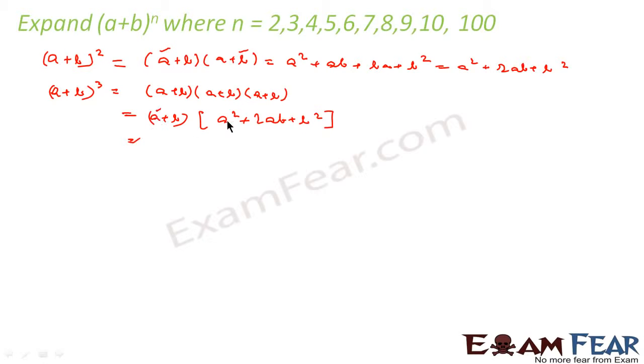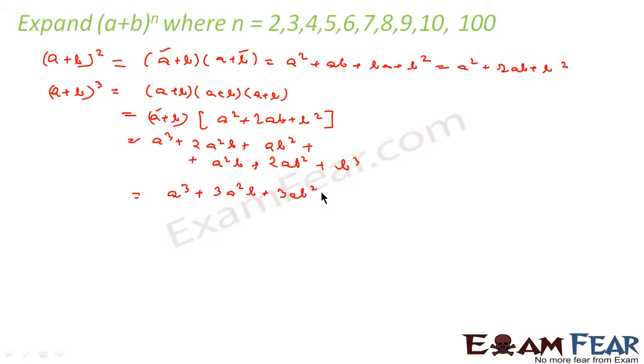Now we multiply a with a square, we get a cube. Then a with the second term, 2ab, gives 2a square b, plus a with b square gives ab square. Now b with a square gives ba square, which is a square b, plus b with 2ab gives 2ab square, plus b with b square gives b cube. The reason I've written it like this is to make things clear. If you add these, what you get is a cube plus 3a square b plus 3ab square plus b cube.